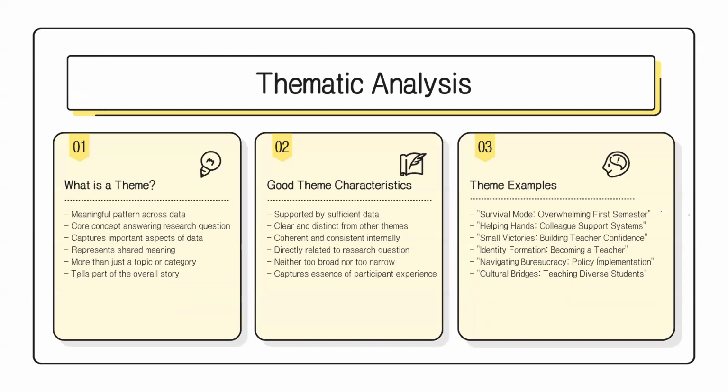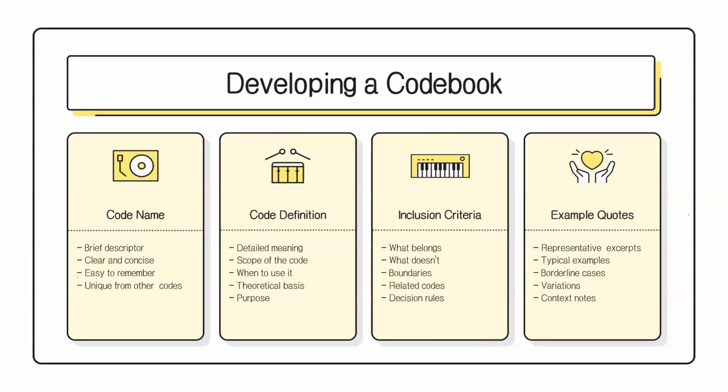After coding, you move to thematic analysis. A theme is a meaningful pattern across data that tells part of the overall story. A good theme must be supported by sufficient data and be clear and distinct. Examples are survival mode and cultural bliss. A codebook is essential for consistency. It must include 4 things: the code name, the detailed code definition, inclusion criteria, and example quotes.